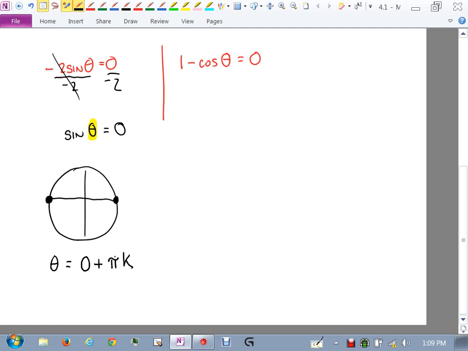So that's the next time I say, do we really need the 0? No, you don't. So you can just put pi k. So theta is pi k. Now some books will not use k. Some books will use n. Just be prepared for that as you move forward and do more math. Here I'm saying k is an integer.